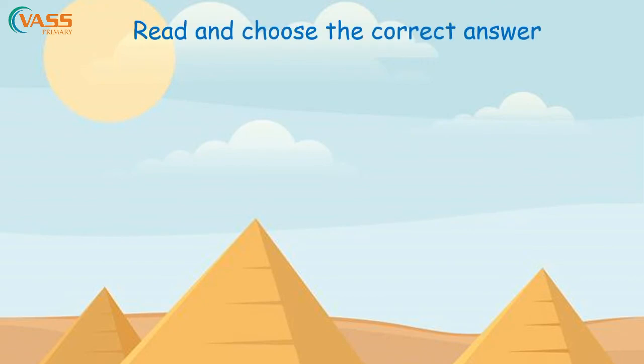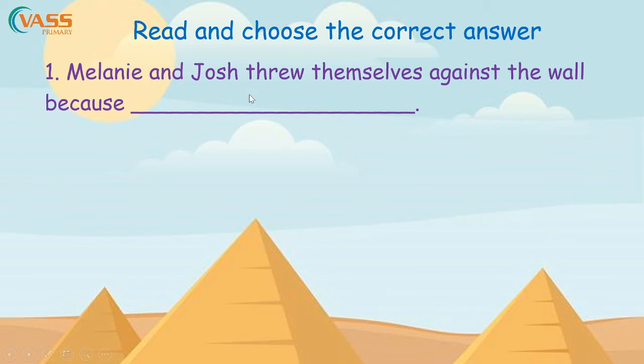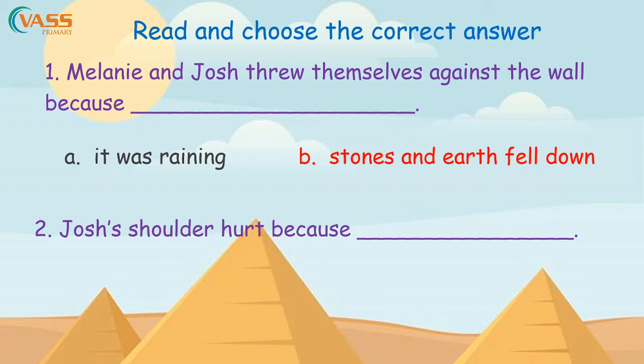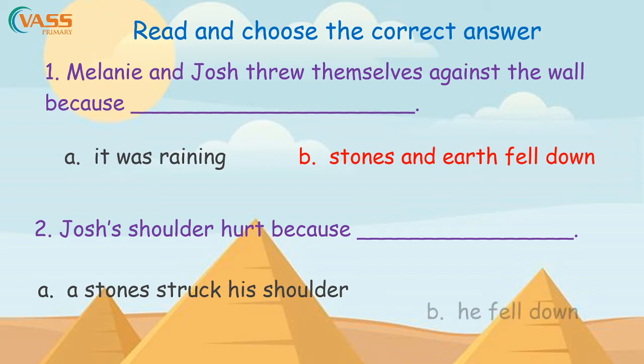Let's read and choose the correct answer. Melanie and Josh threw themselves against the wall because why? Be careful, was it raining? Or stones and earth fell down? Very dangerous. That's right, they threw themselves against the wall because the roof was falling down. Stones and earth might hurt them. Josh's shoulder hurt because a stone struck his shoulder or he fell down. Oh! That's right. Josh's shoulder was in pain because a stone had struck his shoulder.